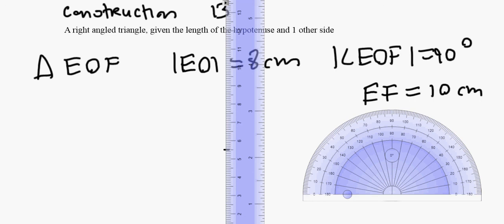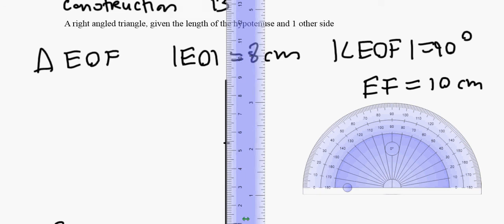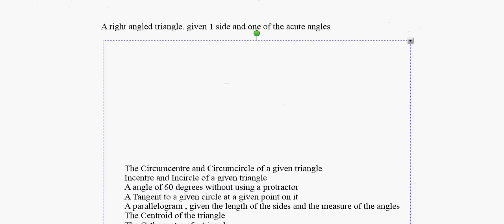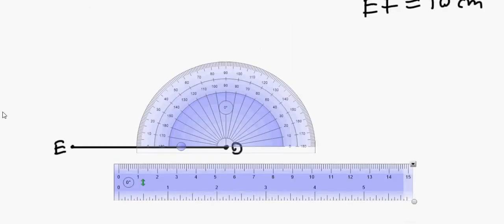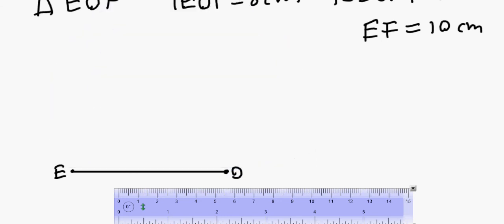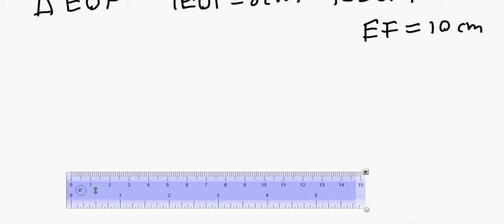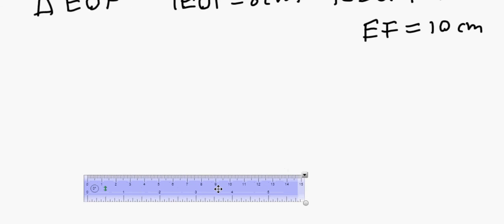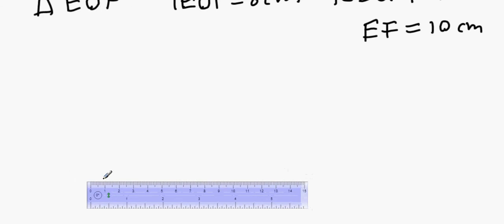Excuse me. We'll just start this from scratch. Okay, so what we can do with this is make the ruler a bit smaller, just to be able to fit this in. So once again, ED is 8 centimeters. We're going to rub it out like so.